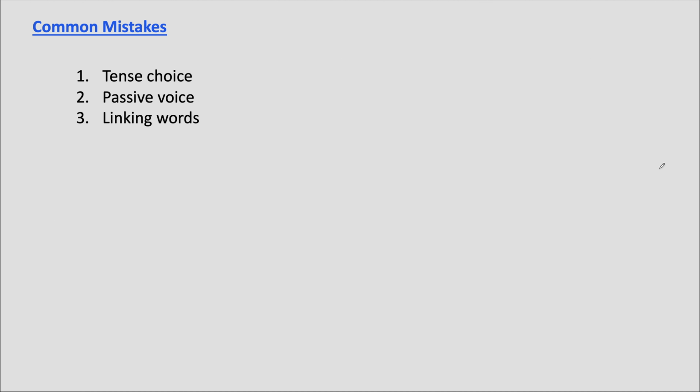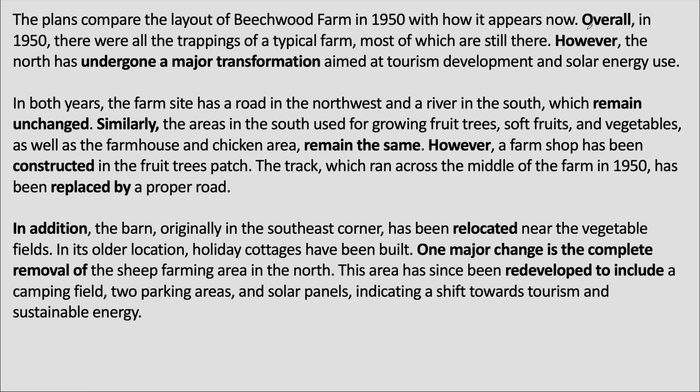Now, look at the linking words. We use words like overall, however, similarly, and in addition. These help the examiner follow the comparison clearly. But notice that we don't use them in every sentence. They are used only where a contrast or addition is needed.